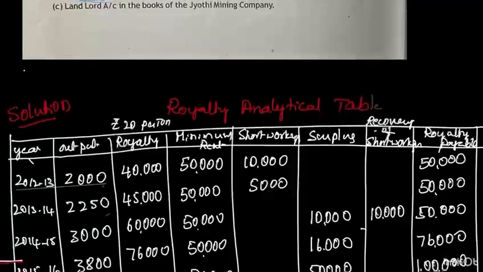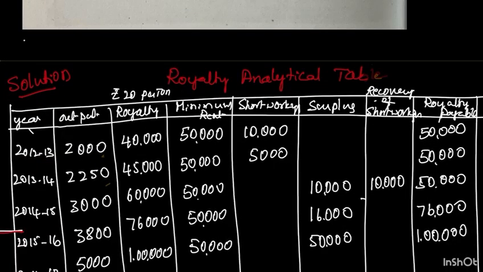Look at the solution. Here, this is the royalty analytical table. As usual, we have to make these columns: output, royalty, minimum rent, short workings, surplus, recovery of short workings, and also royalty payable. These are the common columns that we have to maintain. The production is given for the periods 2012-13, 13-14, 14-15, 15-16 and 16-17. As per the problem, the production is entered here: 2000, 2250, 3000, 3800 and 5000, at rupees 20 per ton.